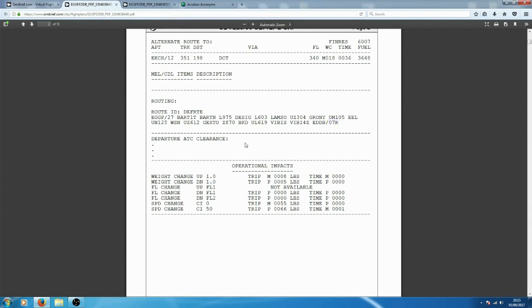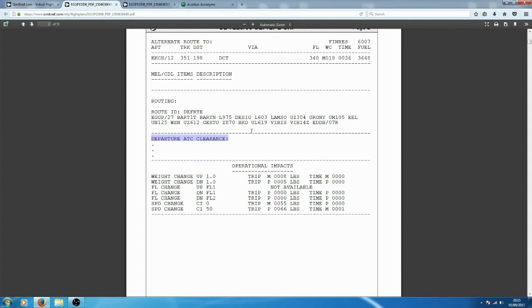Moving on now, we have your departure ATC clearance. Essentially what that is, is that you need to request something called an IFR clearance. Now, all commercial flights, EasyJet, Ryanair, whoever it is, will be done under IFR conditions. And one part of the IFR conditions is that you do need to pass on a route such as this. And you need to request it on the ground to ATC.